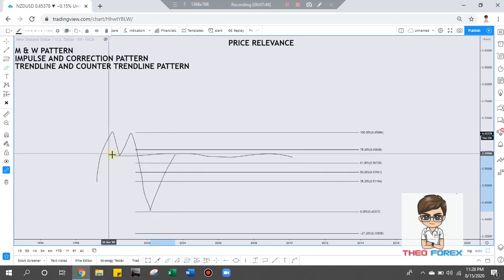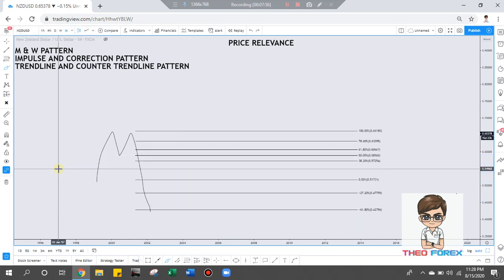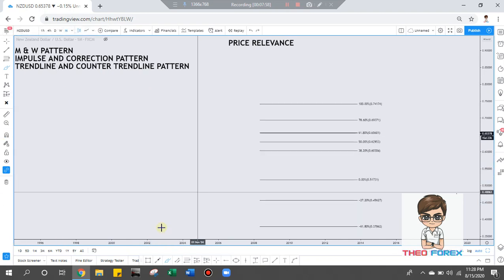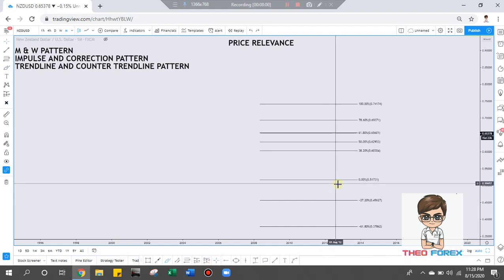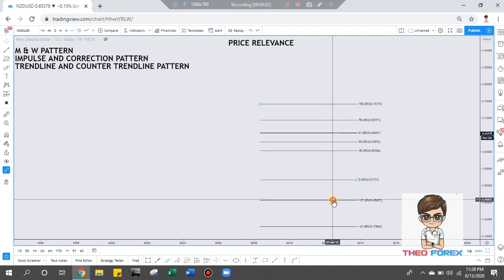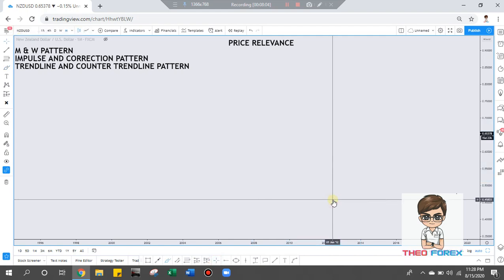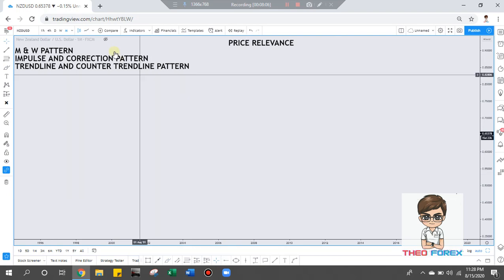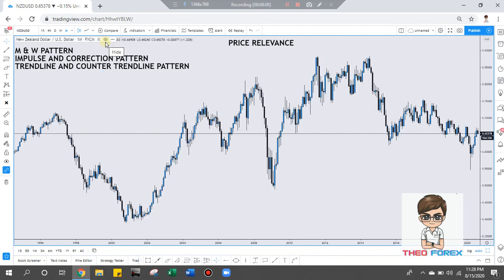The neckline is always a previous area of structure, so there is a huge tendency that price comes back to the neckline. The same thing applies to a W pattern also. So I hope that is clear. Now with that being said, let's go on our charts and look for M and W patterns. So M and W patterns, it is on our chart.